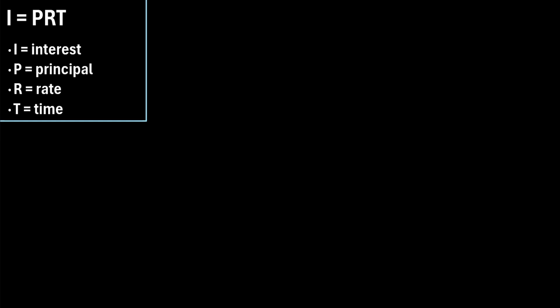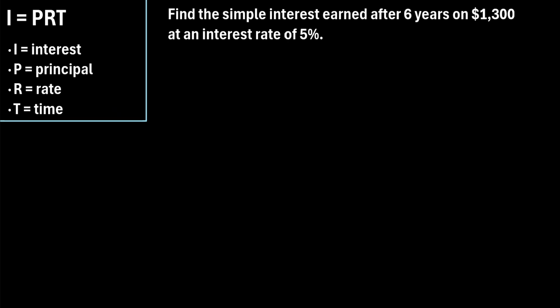In this video, we will talk about how to use the simple interest formula. So here's the formula. I is equal to P times R times T, where I is the interest, so the total interest earned. P is the principal, which is the starting amount of money. R is the rate, or the interest rate, and T is the total time. So let's check out a few examples of how we can use this formula.